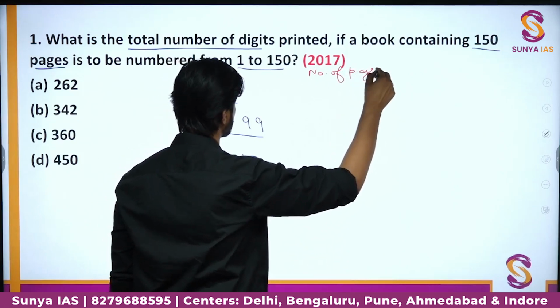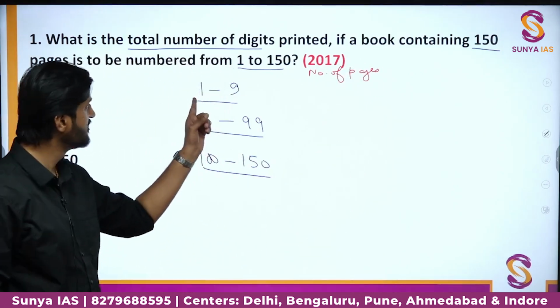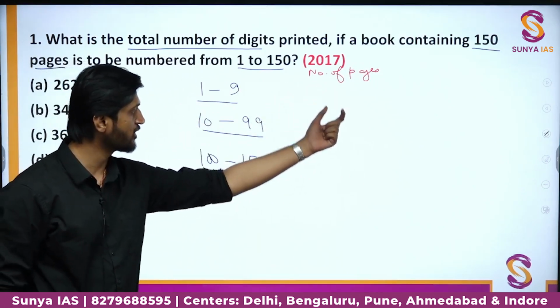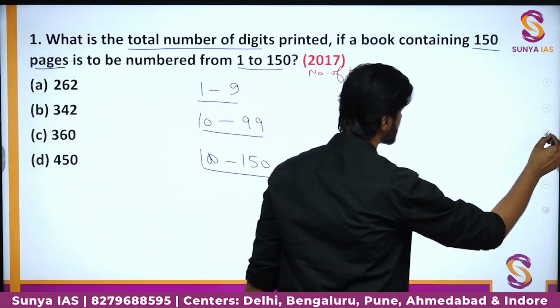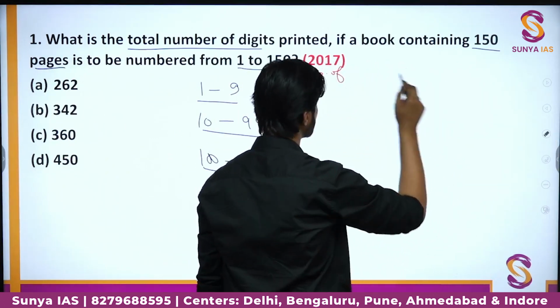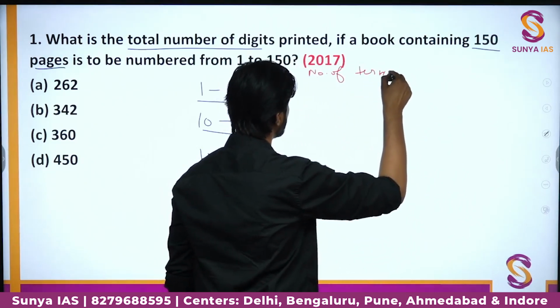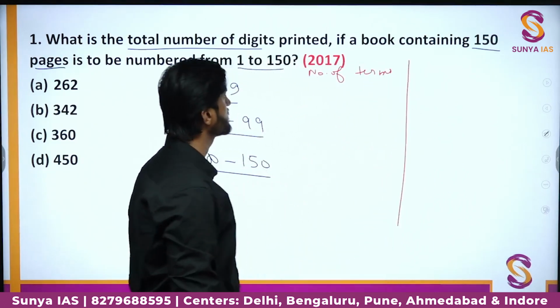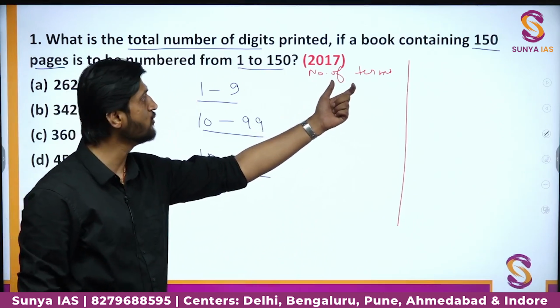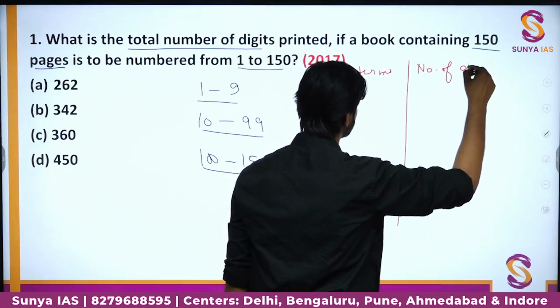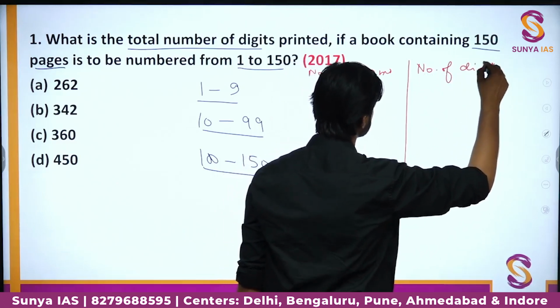So what is the number of pages or the number of terms from 1 to 9? That is what we have to tell. And then, instead of pages, let us write number of terms from 1 to 9. How many terms are there? And depending on the number of terms, how many digits are there? So we have number of digits.